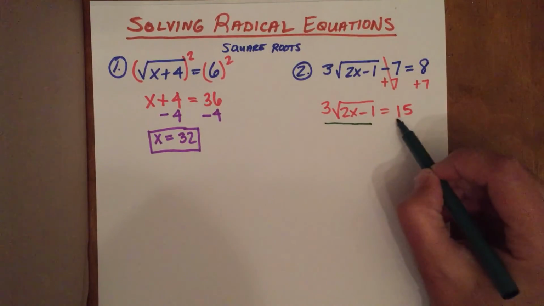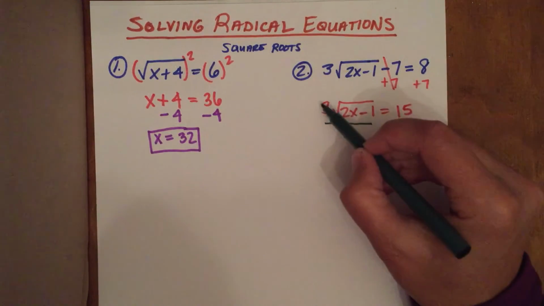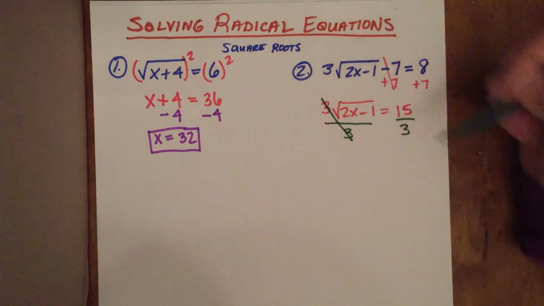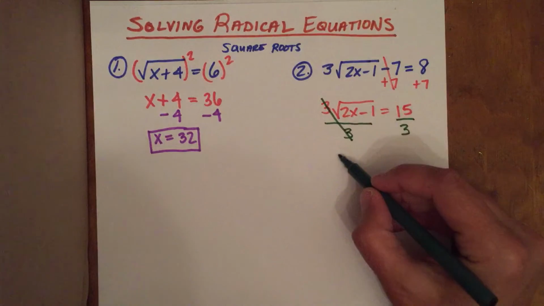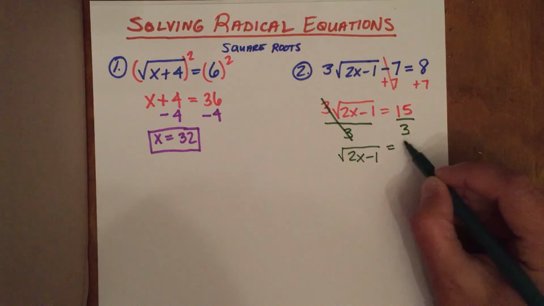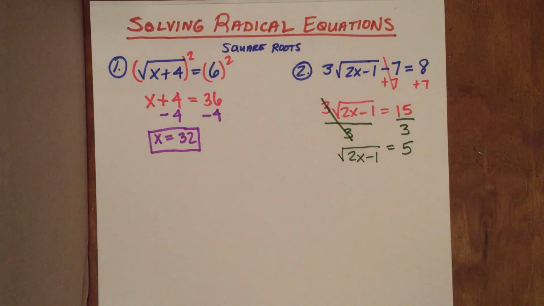Now I can divide both sides by what's in front, 3 and 3. By doing this, the 3 divided by 3 gives me a value of 1, which simply leaves me with the square root of 2x minus 1. And 15 divided by 3 is 5.